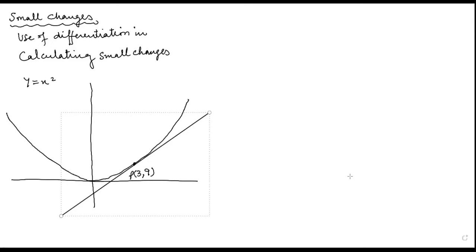Now take another point Q on this curve. This one is point P, this one is point Q. A straight line joining 2 points of the curve is known as a secant line. A straight line joining 2 points of the curve is known as a secant line.